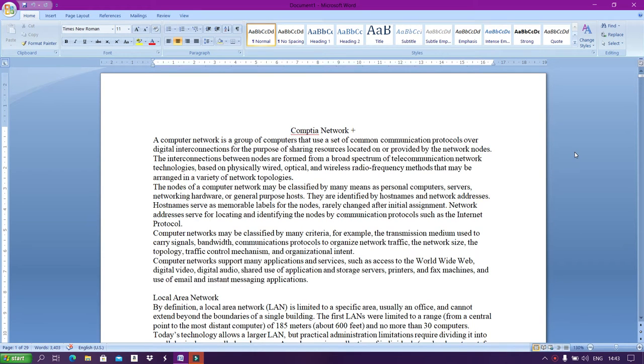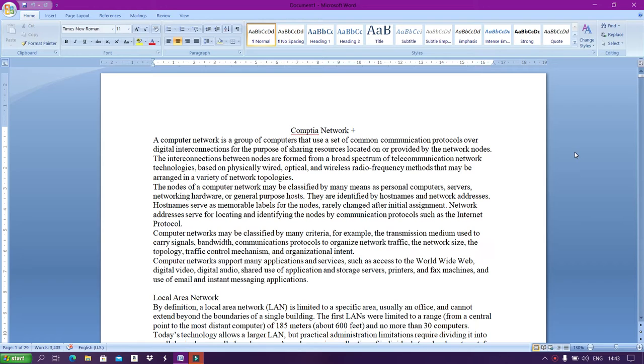A computer network is a group of computers that use a set of common communication protocols over digital interconnections for the purpose of sharing resources located on or provided by network nodes. The interconnections between nodes are formed in a broad spectrum of telecommunication network technologies based on physically wired, optical, and wireless radio frequency methods that may be arranged in a variety of network topologies.